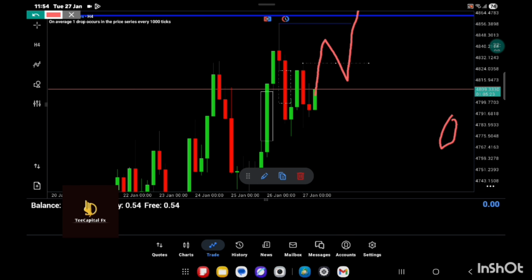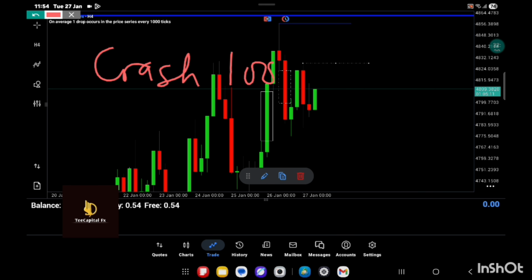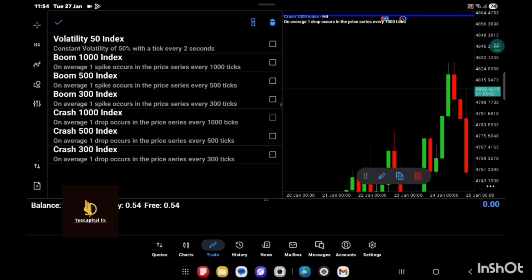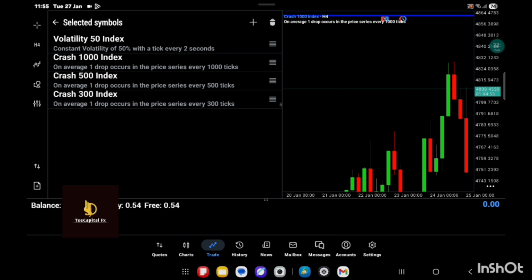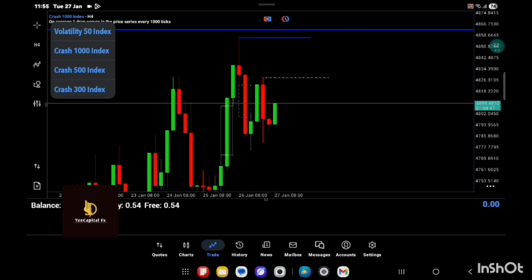To our target. And also, that is Crash 1000. It has given us a nice trading opportunity. So for all the pairs, let's remove Boom, the 3 Booms. We have a trade opportunity on Crash 1000. It's the only pair that is looking okay for us to trade at this point.